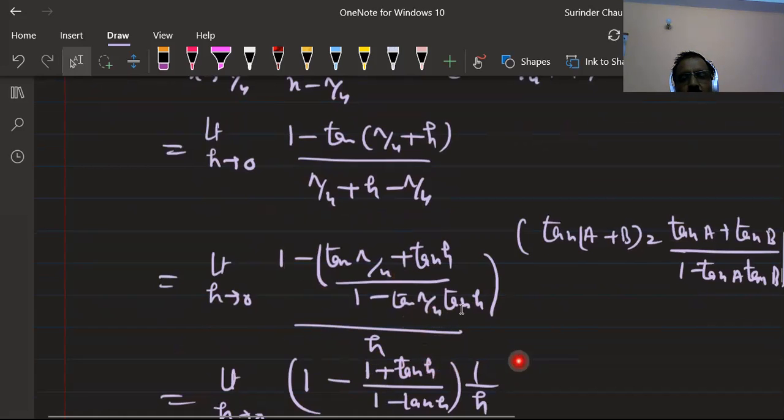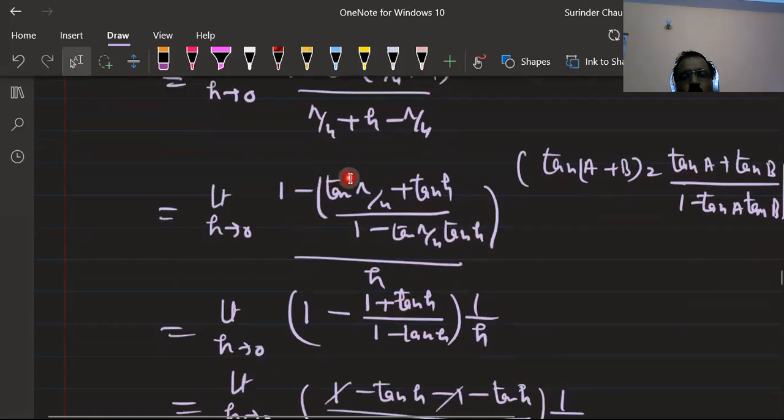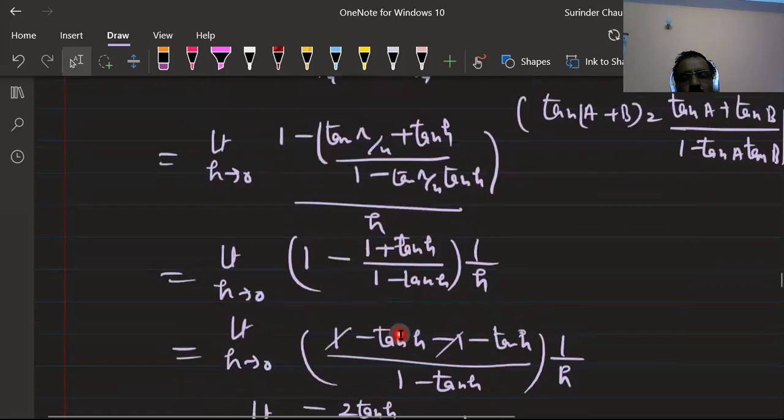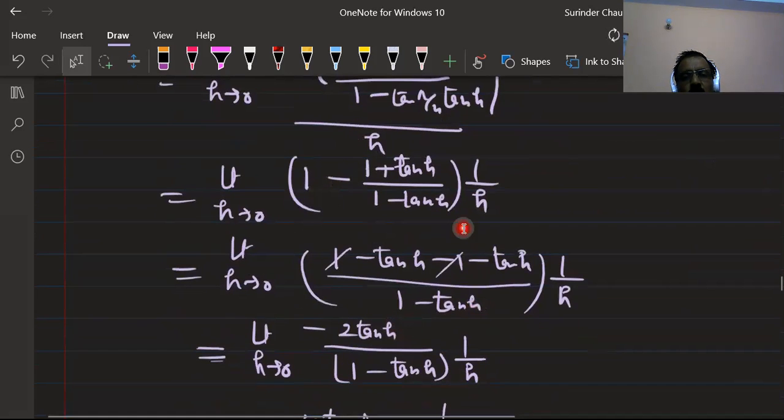Now simplifying, we get tan h over 1 minus tan h, 1 plus tan h upon 1 minus tan h, into 1 upon h. Taking the LCM of the denominator, the 1 cancels, and we get minus 2 tan h upon 1 minus tan h, limit h tends to 0.